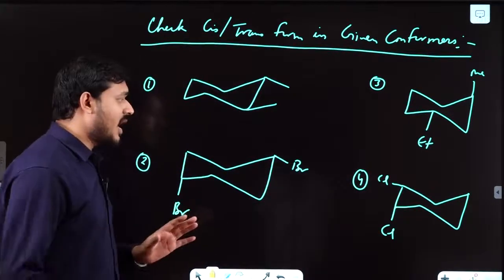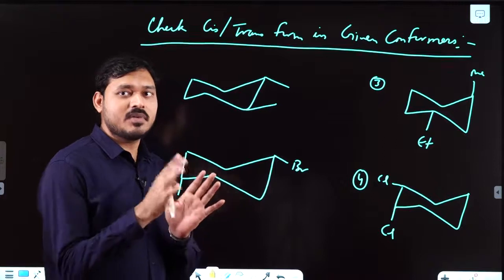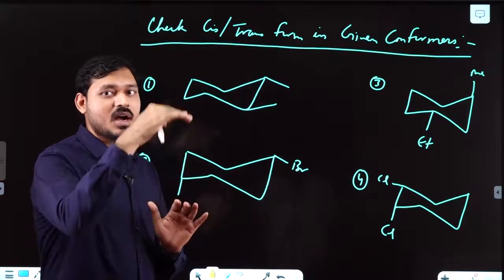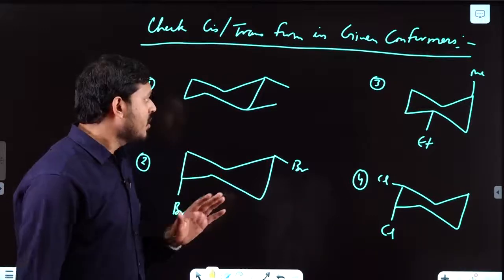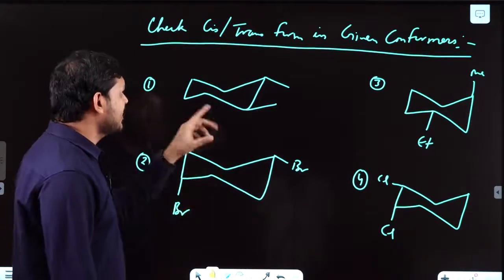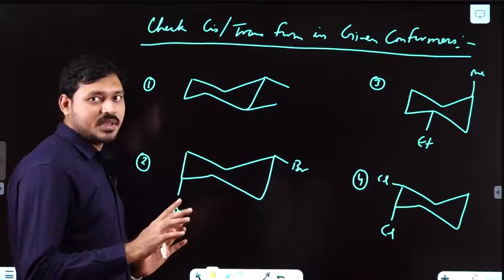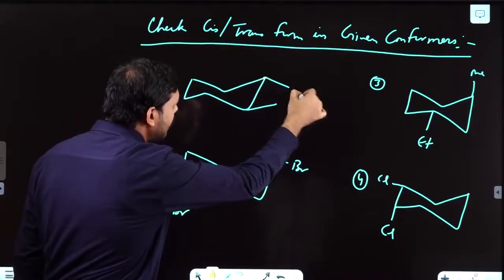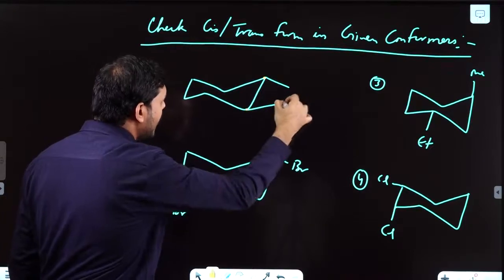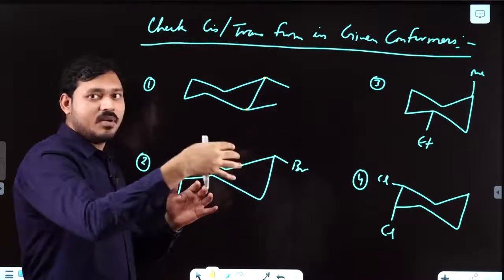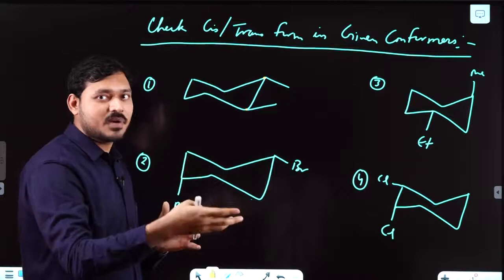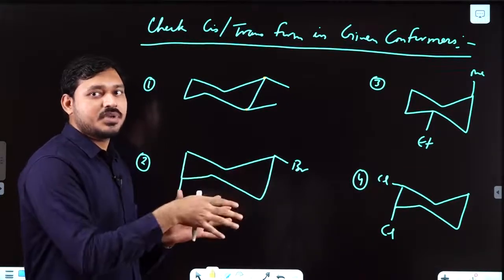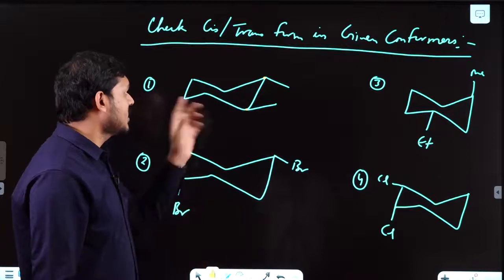Now here I have told you two different concepts. One was about axial and equatorial positions, and another thing was up and down positions. So what I will be using for cis trans will be up and down positions. Simply you have to think, if one is in the down part and another is in the up part, so one is downside, another is upside, so simply it is trans. If both are in down position or both are in up position, then it will definitely be cis.